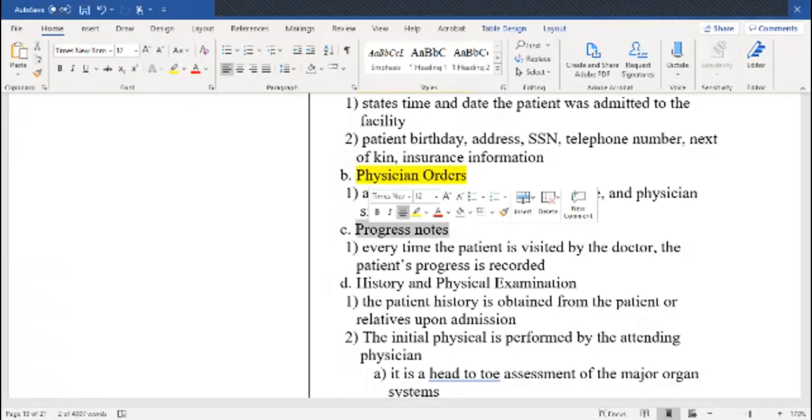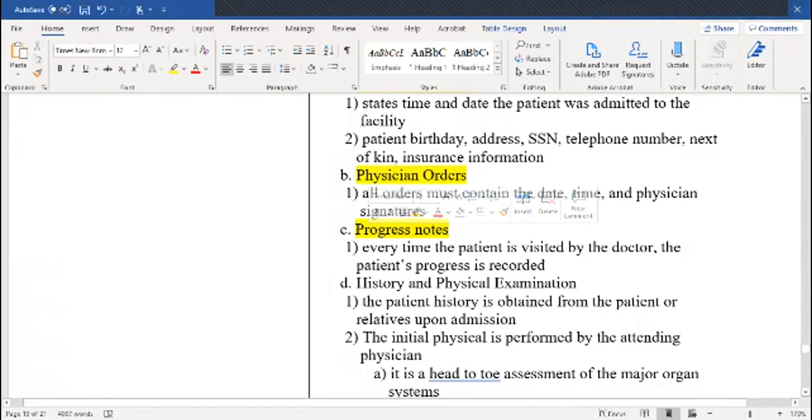All right, then we have the progress notes. We talked about that earlier. What the progress notes is, every time the patient is visited by the doctor, the patient's progress is recorded. Simple as that. Every time he or she goes in and checks on Mr. Johnson, whatever Mr. Johnson said or however he's feeling or whatever, he'll put that in the progress notes.